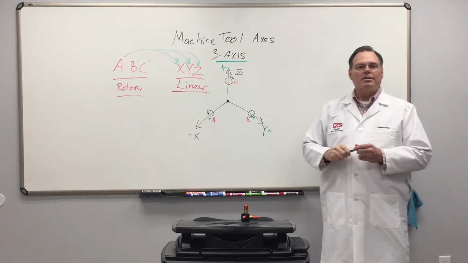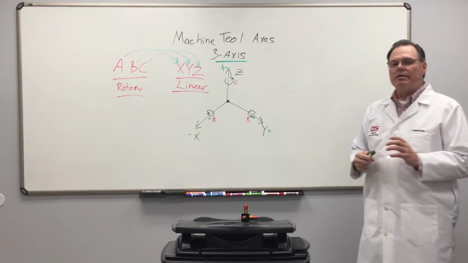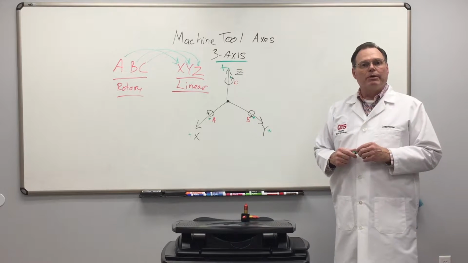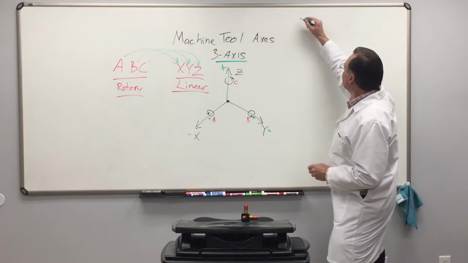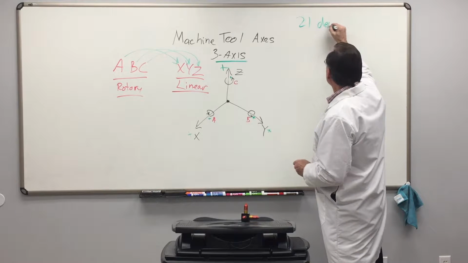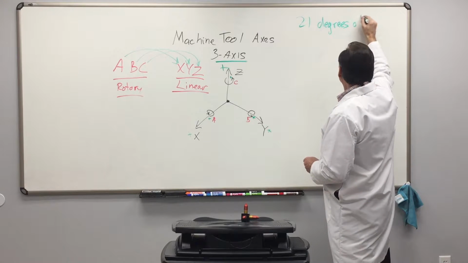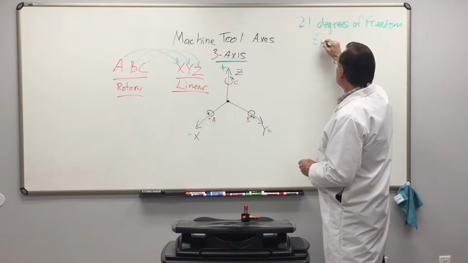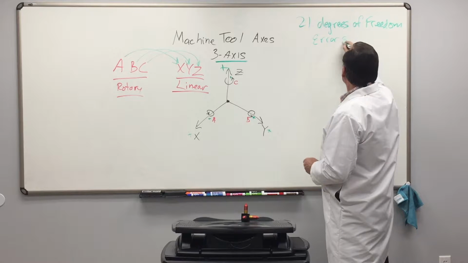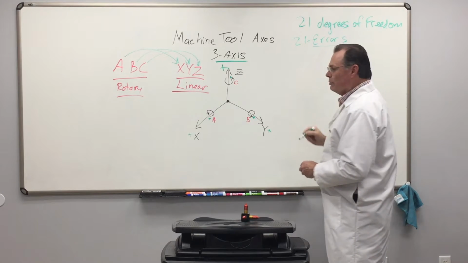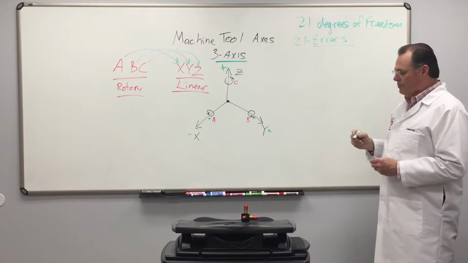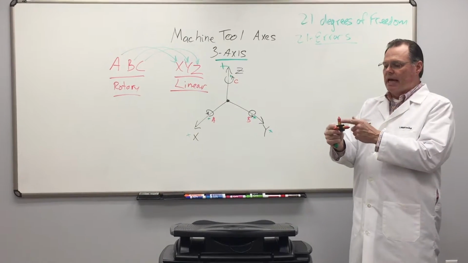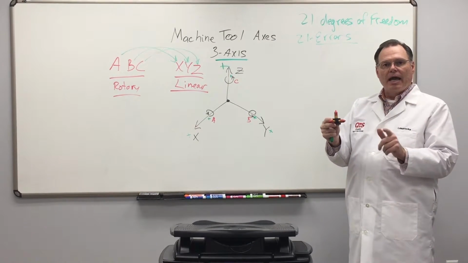And so today we're going to be talking about the 21 different error combinations of a machine tool. We're going to be talking about the 21 degrees of freedom. And there will be 21 errors here. And so we have our little axis diagram here. We have a z-axis, an x-axis, and a y-axis.